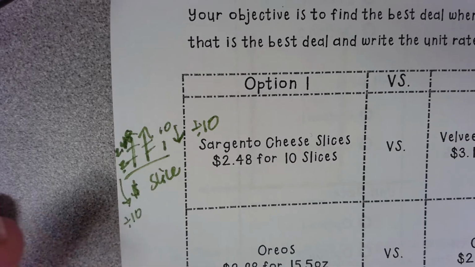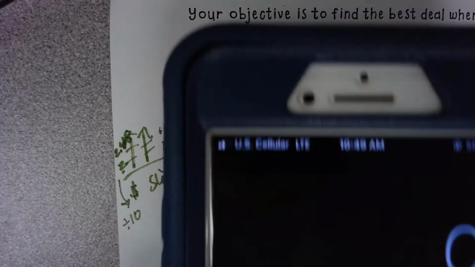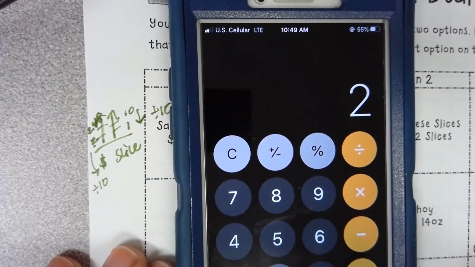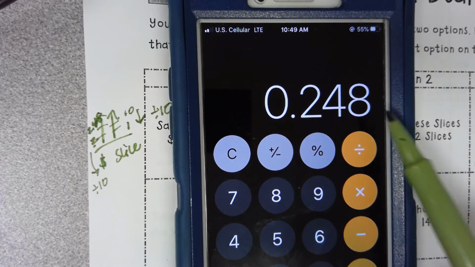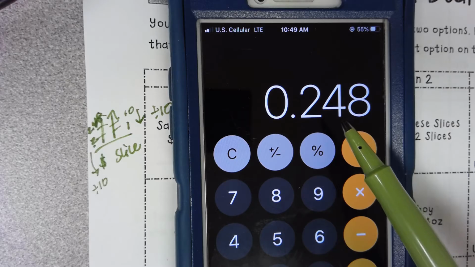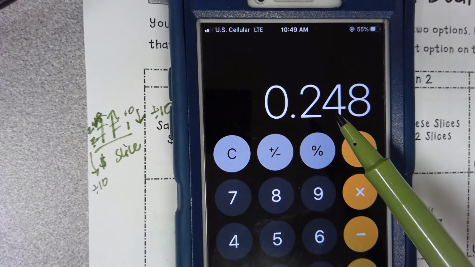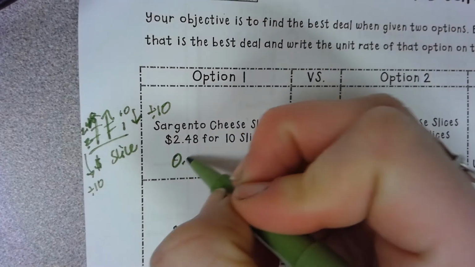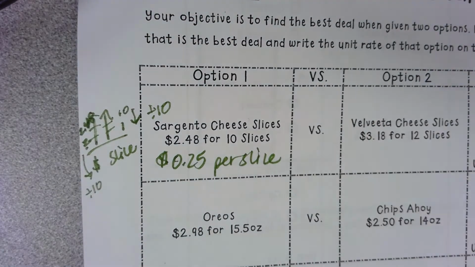Okay, so now let's type it into the calculator. And we will do 2.48. Zoom out a little bit so you can see it here. 2.48 divided by 10, we get 0.248. Let's round this to 2 decimal places just because money is always with 2, never 3. This is greater than 5, so this number right here gets bumped up 1, so we have 0.25, or 25 cents per slice. That is our unit rate, okay?